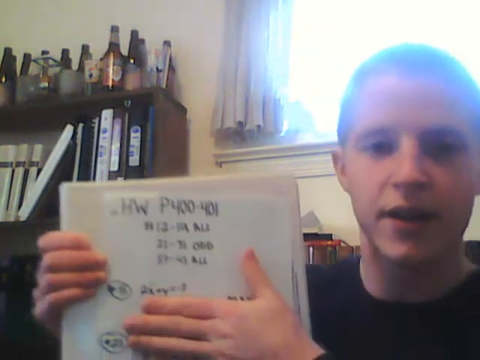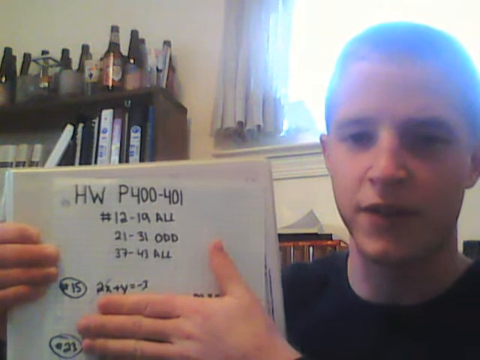Okay, so let's see. Let's look at number 15. On page 400, pause, get out your book, then unpause. All right? Cool. Page 400. We are going to look at number 15. The direction says to state the slope and the y-intercept of the graph of each equation. 15, we have 2x plus y equals negative 3.